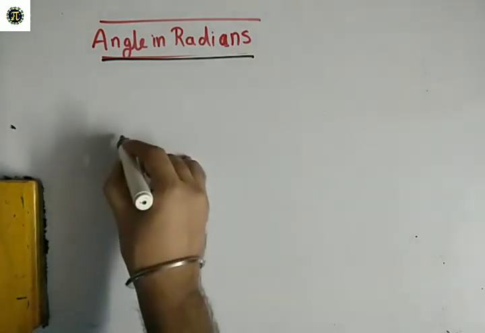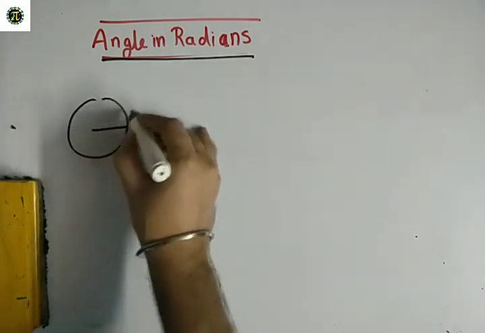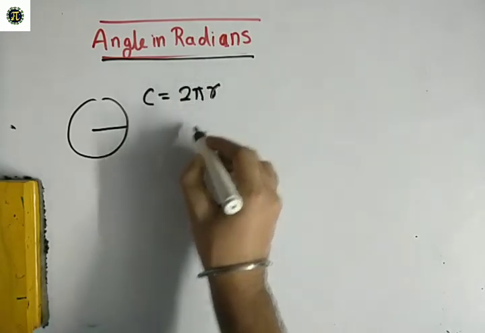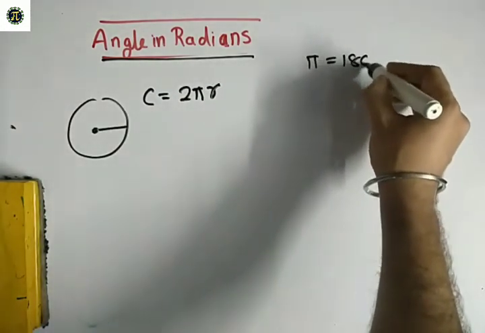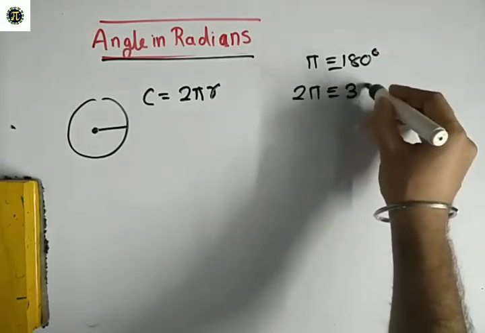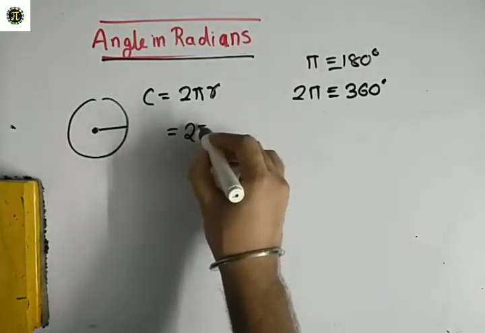So everybody knows for a circle the circumference is 2 pi r, and since pi is same as 180, 2 pi is equivalent to 360 degrees, 2 pi radians, so it is like 2 pi into r.